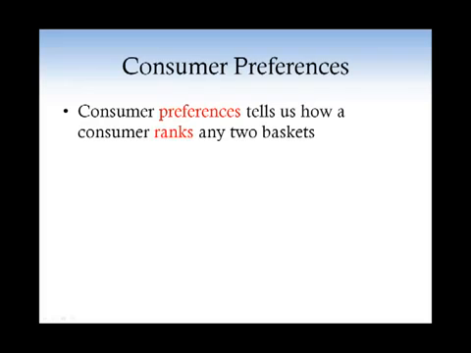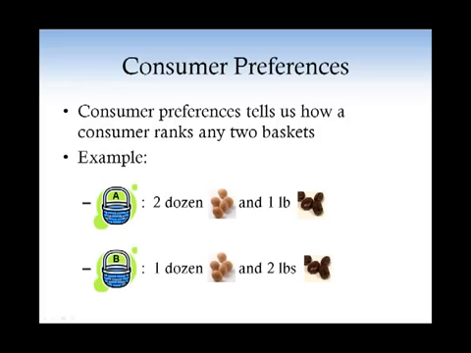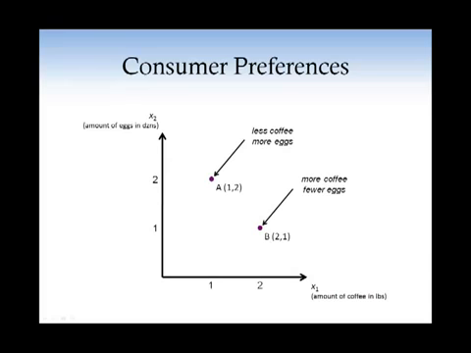Consumer preferences tell us how a consumer ranks any two baskets. Let's consider an example with two baskets. Basket A contains 2 dozen eggs and 1 pound of coffee, and basket B contains 1 dozen eggs and 2 pounds of coffee. We can also represent these baskets graphically. Forget about how much these baskets might cost, forget about price and income altogether. Just assume that you know the preferences of this consumer.